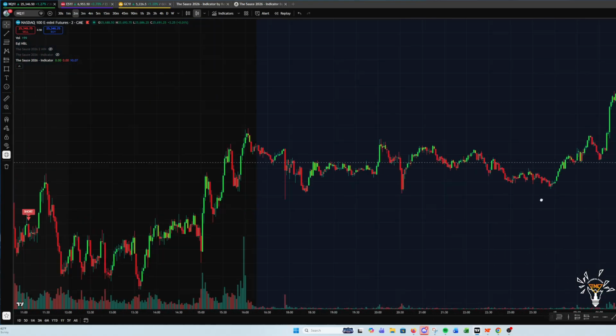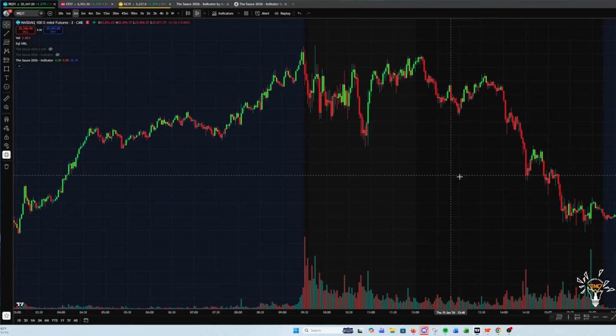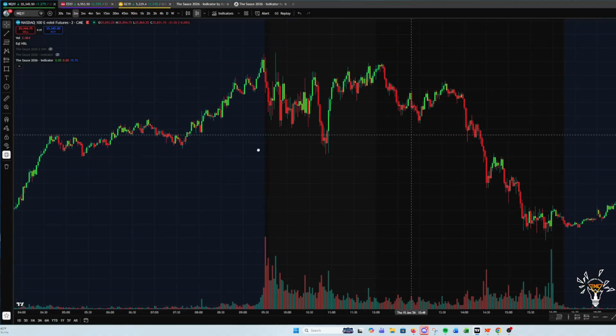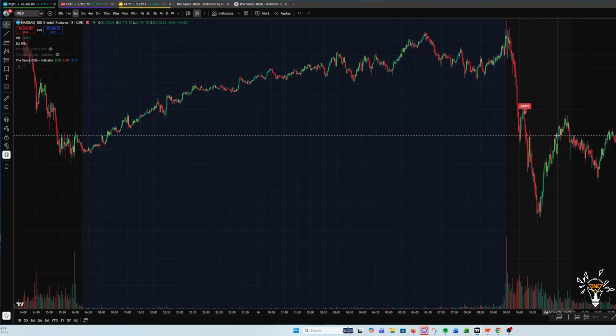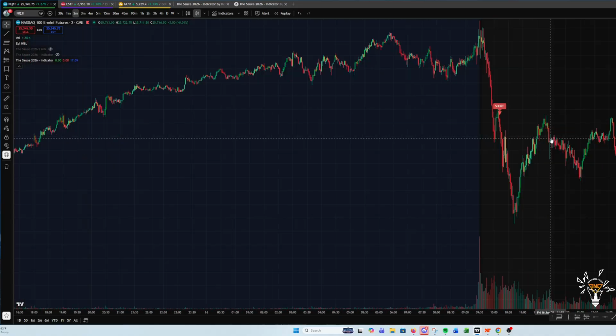So I'm just going to scroll forward here and see what we get. The next day, no trades, and this is why I love this indicator. This is horrible. This is just asking to get wrecked, and we got no trades that day. I love that it keeps me out of conditions like this.